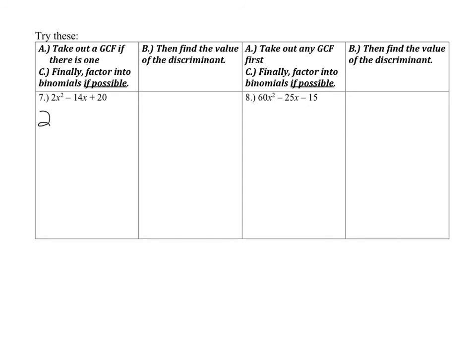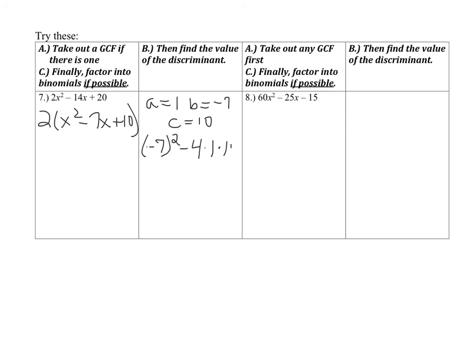It's 2. So we're going to pull out the 2, and we're going to be left with x squared minus 7x plus 10. And then I'm going to find my discriminant. So I'm going to say that A is 1, B is negative 7, C is 10. And I'm going to start plugging stuff into my discriminant. So I'm going to do negative 7 squared. Don't forget, negative 7 has to go in parentheses. Minus 4 times 1 times 10.